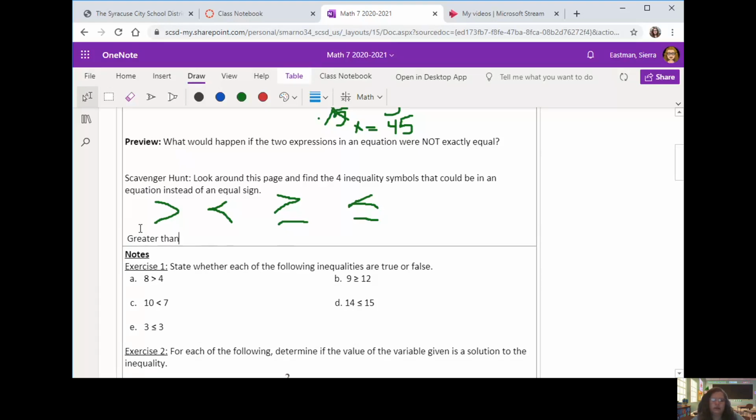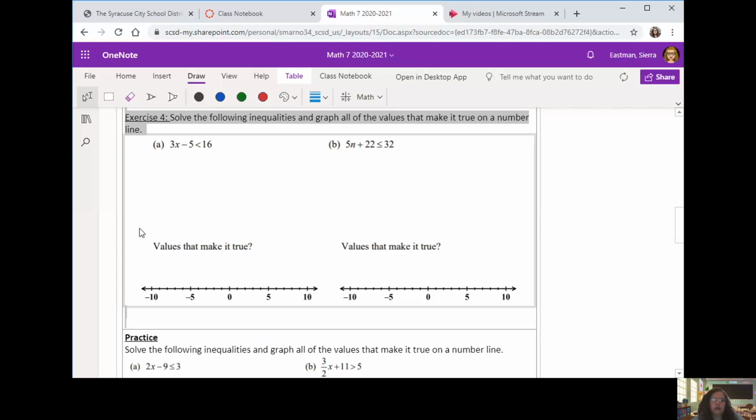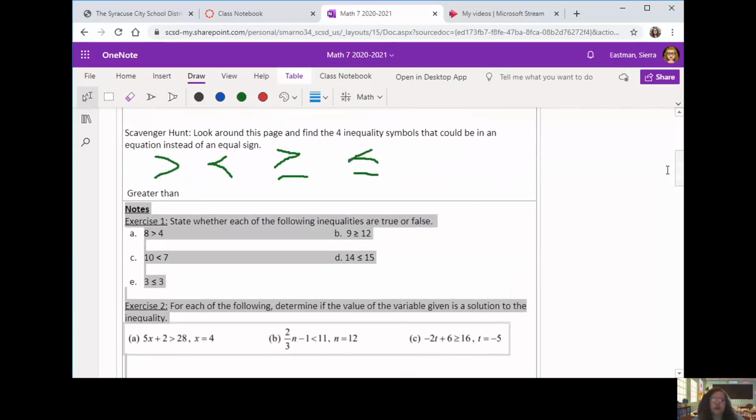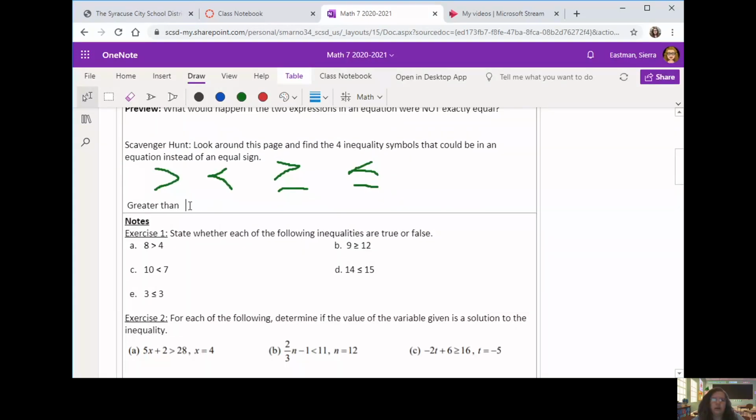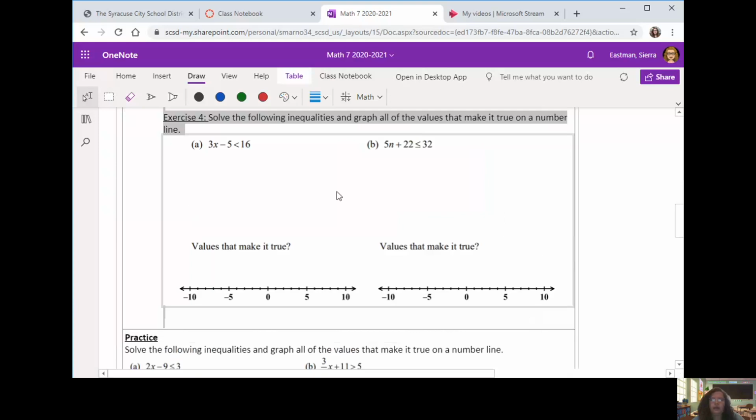Greater than. Oops, pressed my tab there. Didn't quite want to work. We have less than. Greater than or equal to.